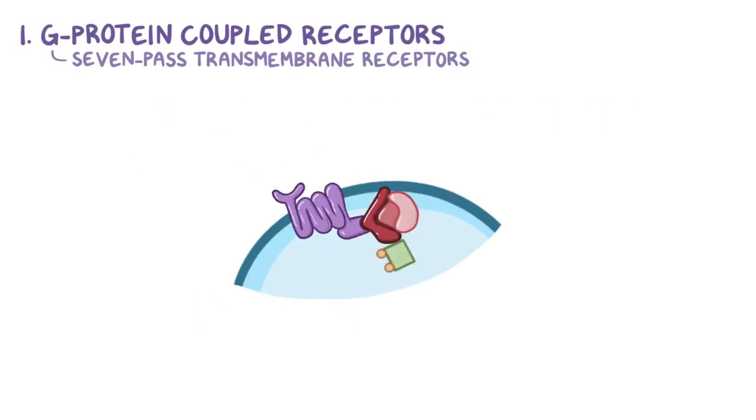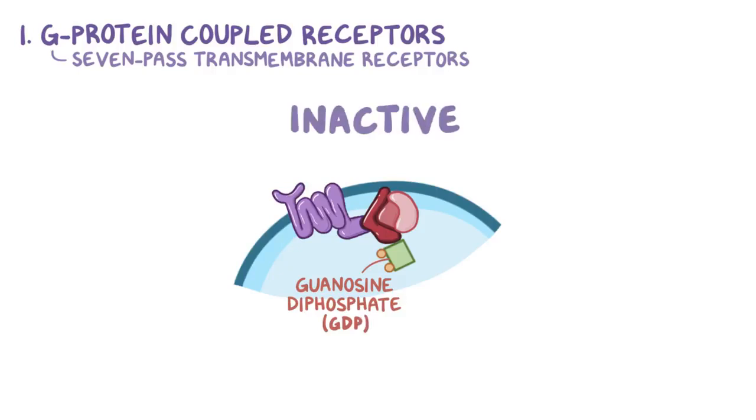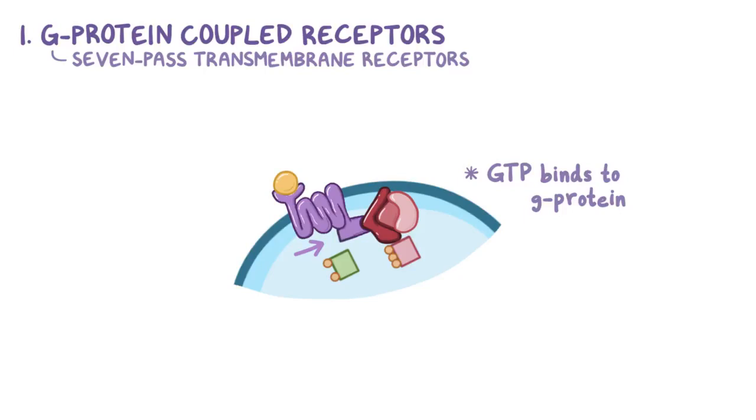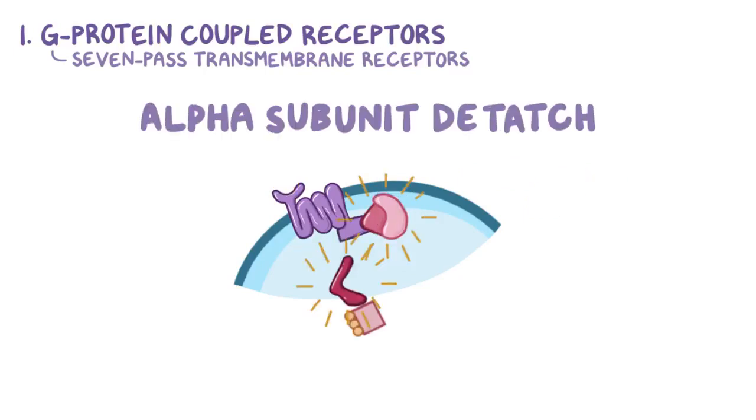Normally, the alpha subunit binds to guanosine diphosphate, or a GDP molecule, and the G protein is inactive. When a ligand binds to the receptor, the G protein changes shape, causing the alpha subunit to release the GDP and allowing a guanosine triphosphate, or GTP, to bind. This causes the alpha subunit to detach and trigger other proteins in the signaling pathway.